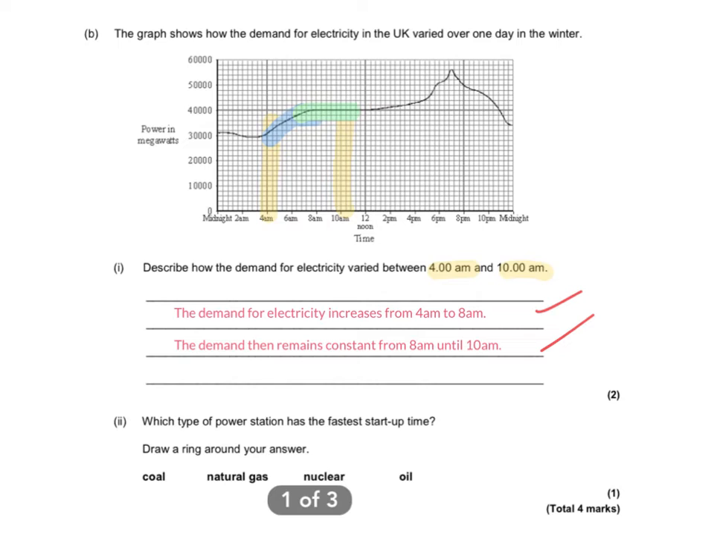Part 2 of the question says, which type of power station has the fastest startup time? It wants you to draw a ring around your answer. So startup time is basically how quick it is for the power stations to start. Coal and nuclear have a very long startup time. Oil is somewhere in the middle, but natural gas is definitely the quickest. So natural gas is used to meet surges in demand for electricity.